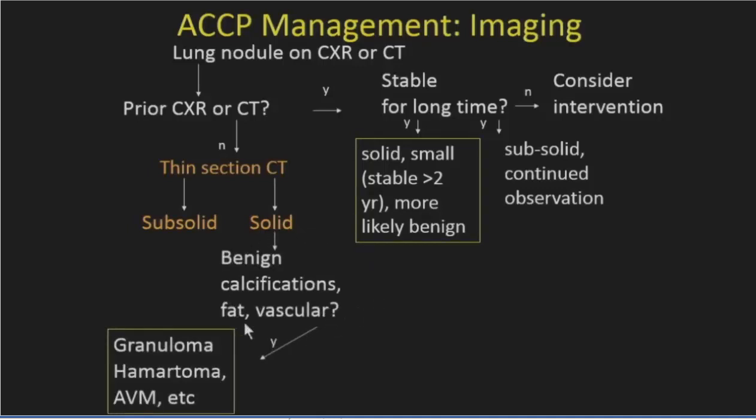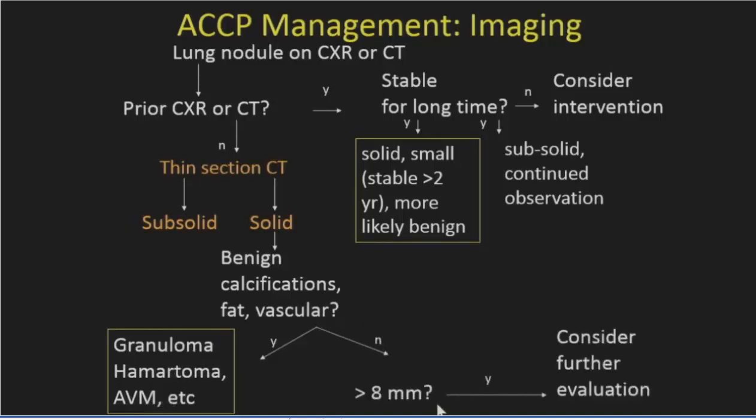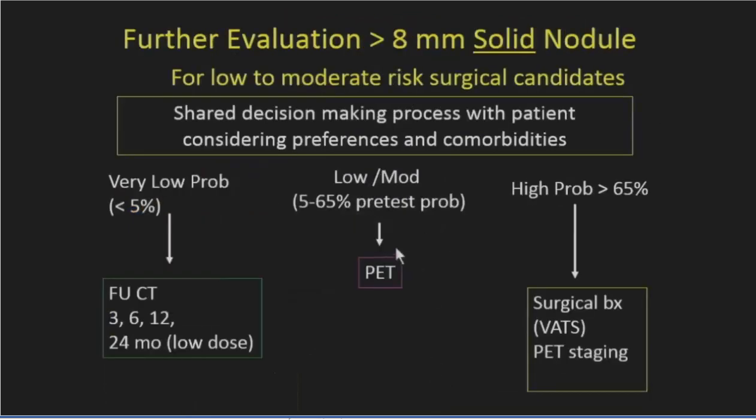Now, if the lesion's solid, we then ask, does it have a benign calcification pattern, fat, or vascular enhancement, or something that is suspicious for AVM? Then we can make the diagnosis. If not, unfortunately, which is most of the cases, if you have a nodule and it's greater than 8 millimeters, you can consider further evaluation, and that is with the techniques we touched upon.